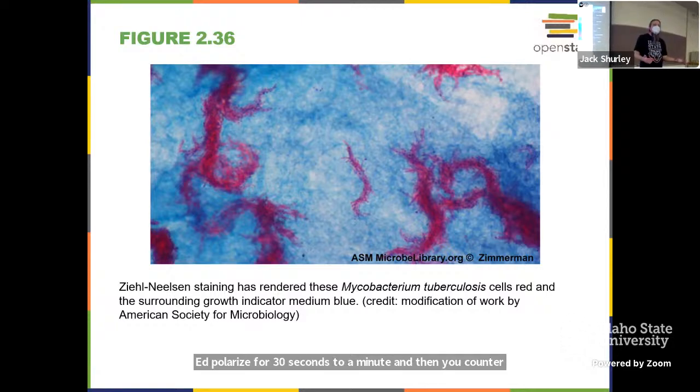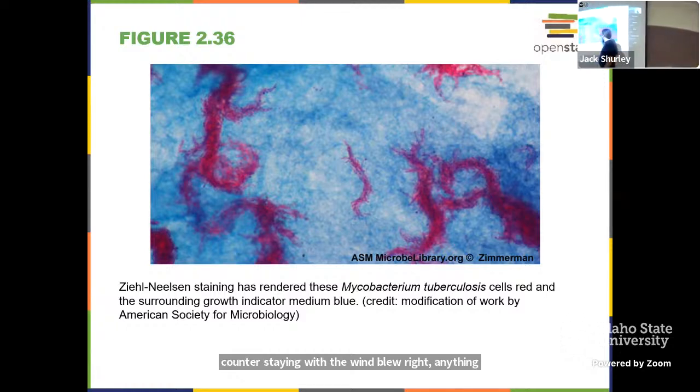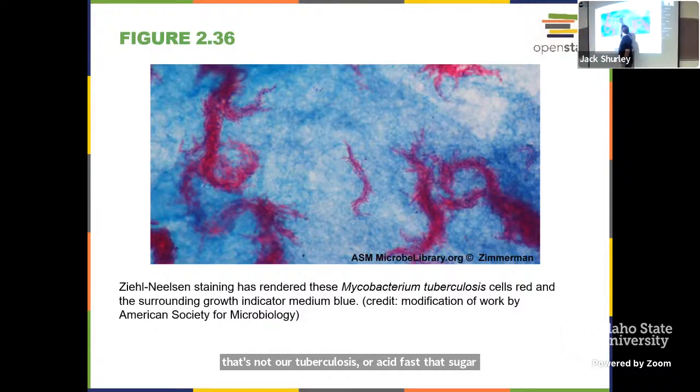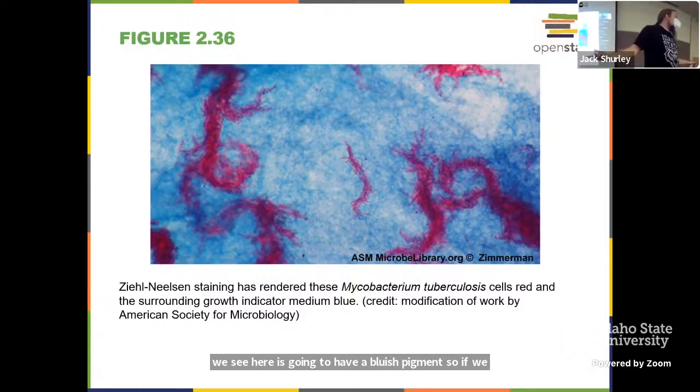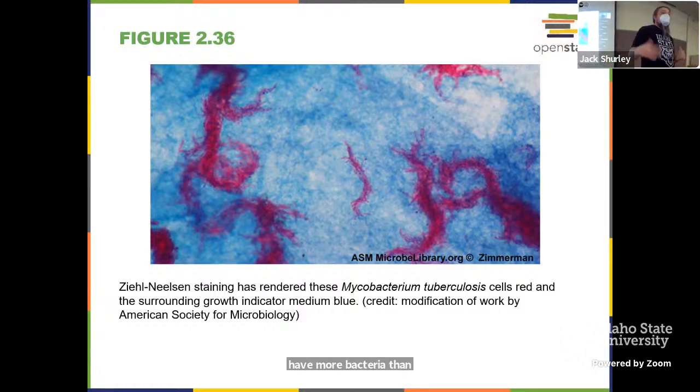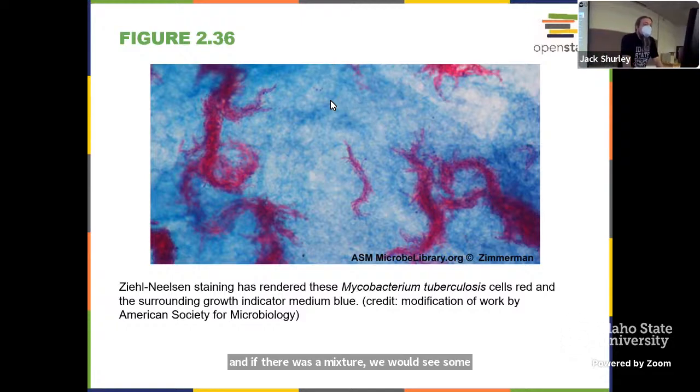methylene blue, all right? Anything that's not our tuberculosis or our acid-fast bacteria, as we see here, is going to have a bluish pigment. So if we had more bacteria than tuberculosis in there, if there was a mixture, we would see some other stuff, all right? This is not bacteria. This is just whatever, just like stain, right?